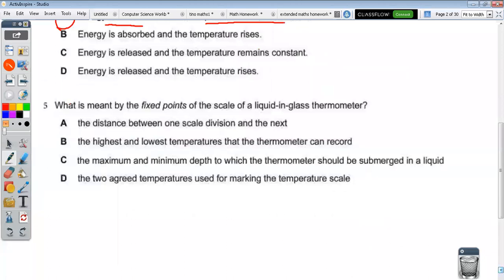What is meant by the fixed points of a scale of a liquid in glass thermometer? So what is the best answer there? Tandy, what's the best answer? Fixed points of a scale of a liquid in glass thermometer.